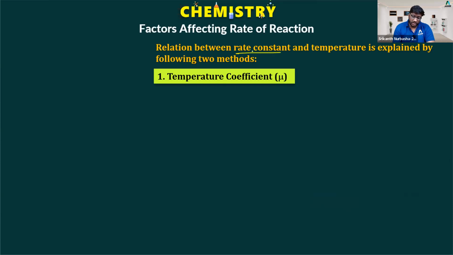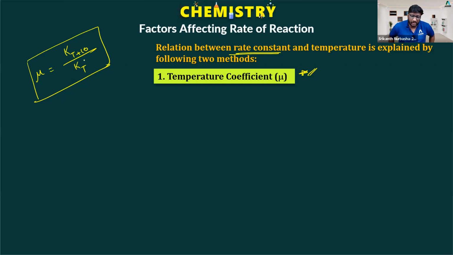The relation between rate constant and temperature is explained by two methods. One is temperature coefficient mu. Mu is the ratio of rate constant at T plus 10 degrees divided by that at T. Mu is equal to K(T+10) divided by K(T), that is, rate constant at T plus 10 degrees divided by rate constant at T. That is your temperature coefficient mu.